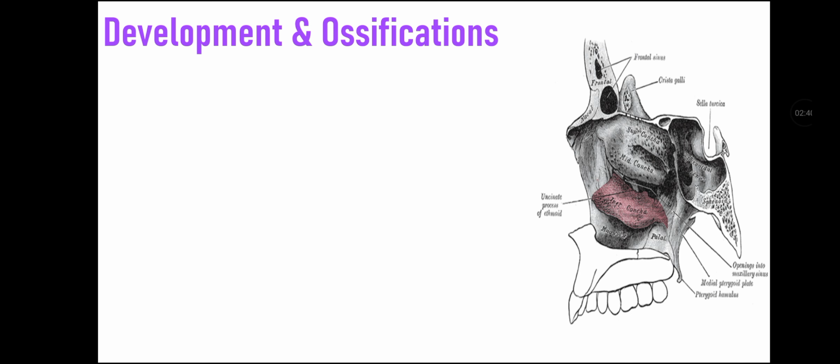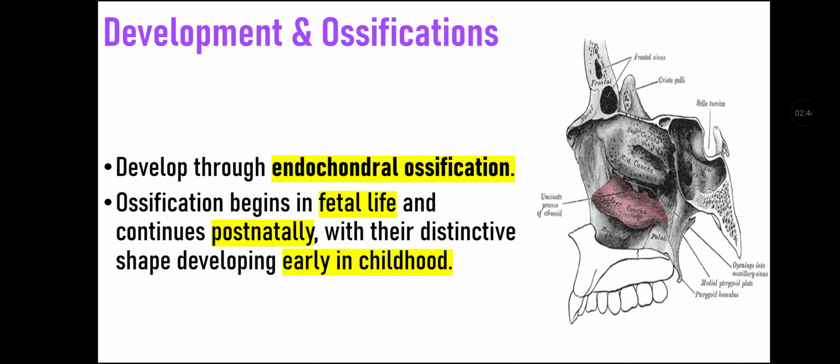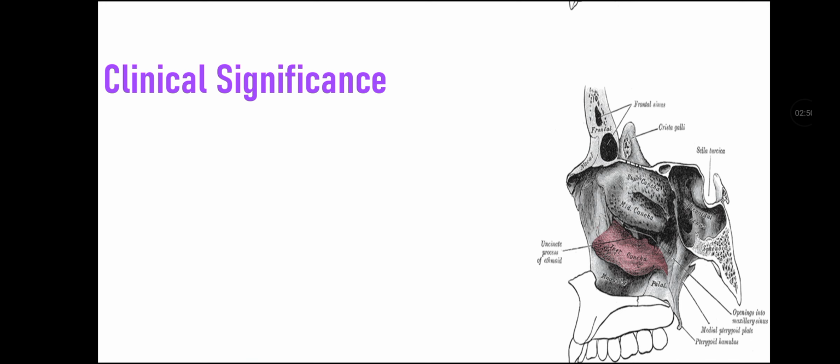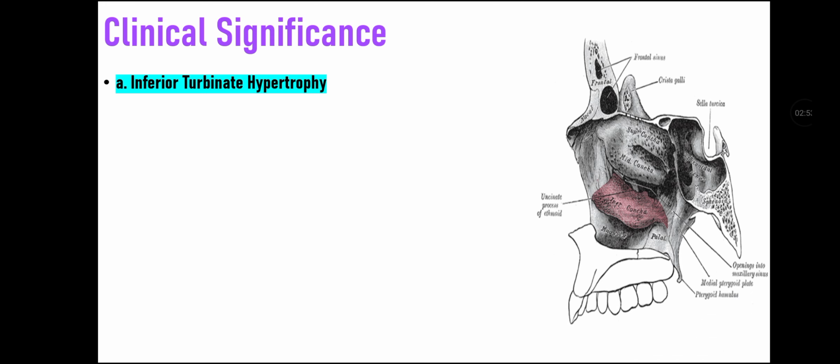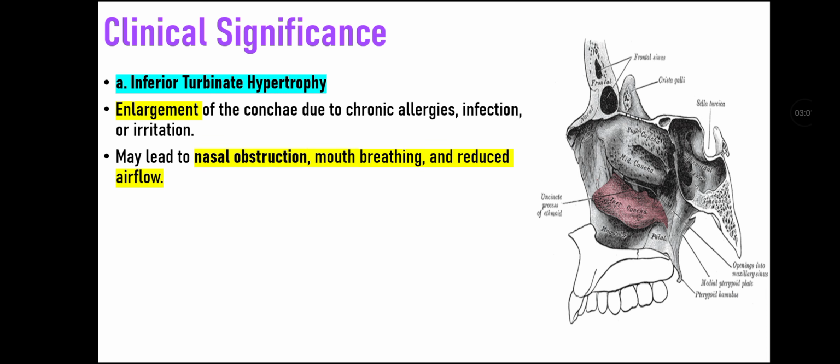Talking about its development and ossification, it develops through endochondral ossification. Ossification begins in fetal life and continues postnatally, with their distinct shape developing early in childhood. Talking about their clinical significance, inferior turbinate hypertrophy is the first one. It is an enlargement of the conchae due to chronic allergies, infection, or irritation. It may lead to nasal obstruction, mouth breathing, and reduced airflow.